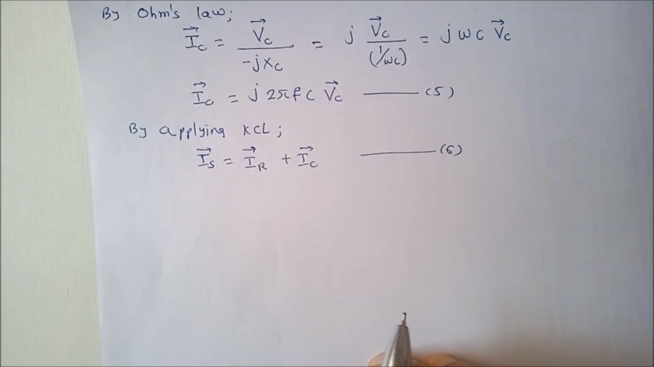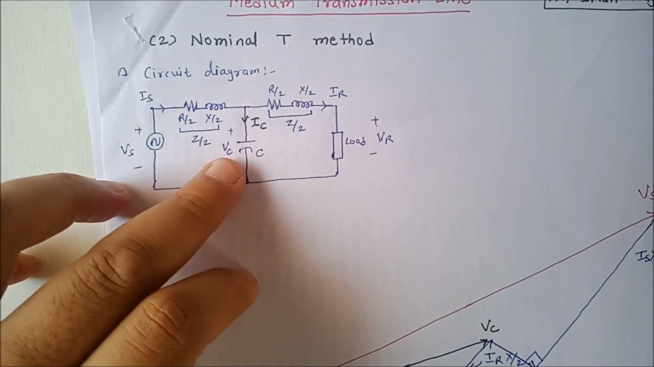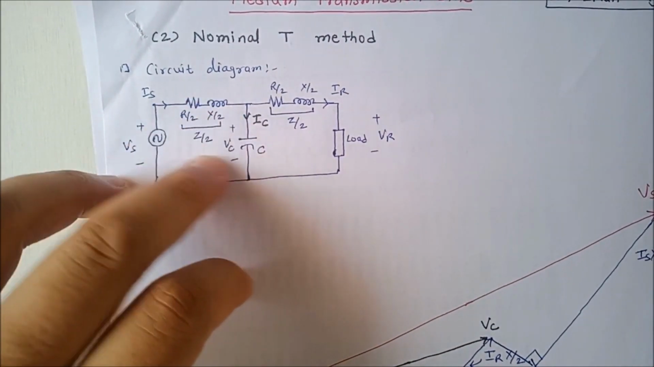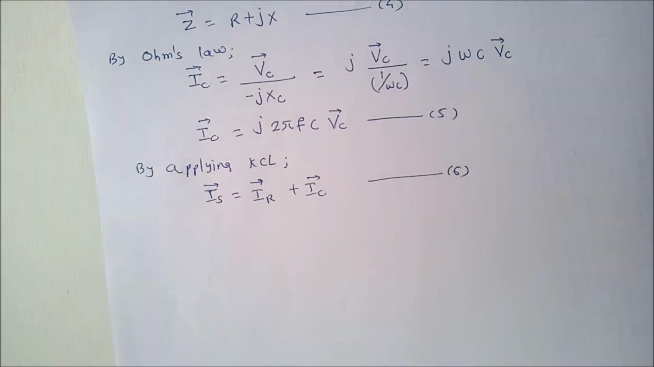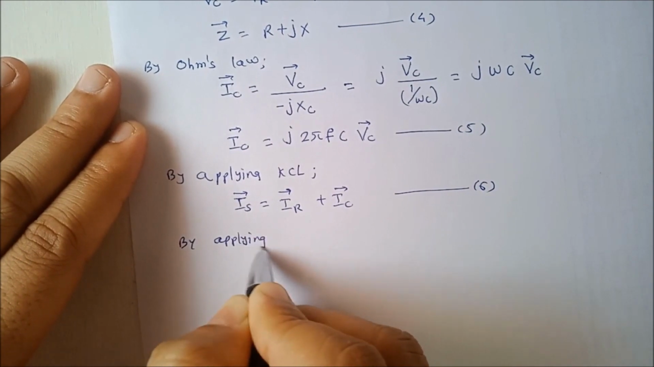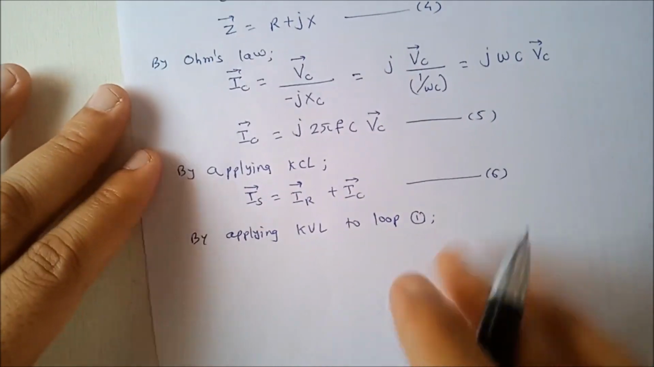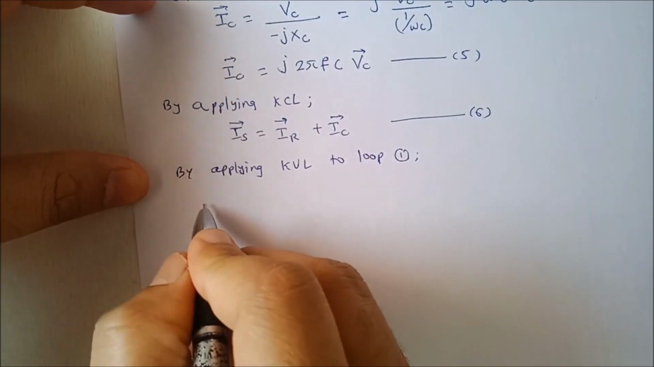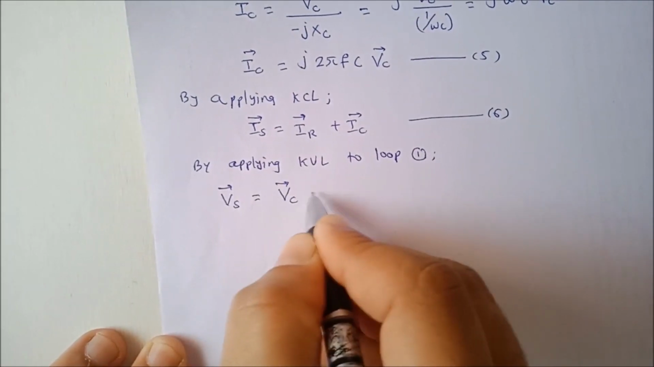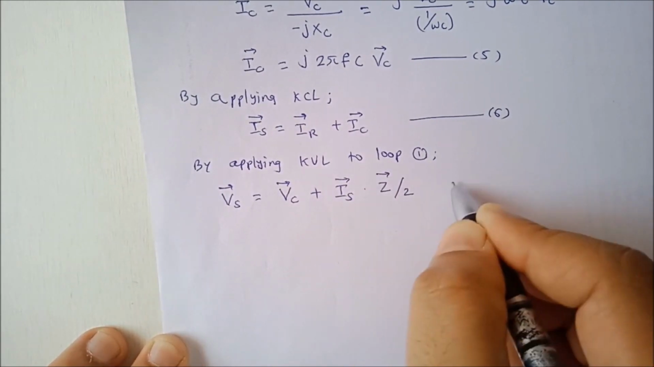After IS, what did we do next? Once we get IS, we add the voltage drop in R by 2, X by 2 to VC to get Vs. So we can apply KVL to this particular loop. Applying KVL to loop 1, or you can consider it a mesh, what will be the sending end phase voltage? The sending end phase voltage Vs will be equal to VC plus IS into Z by 2.